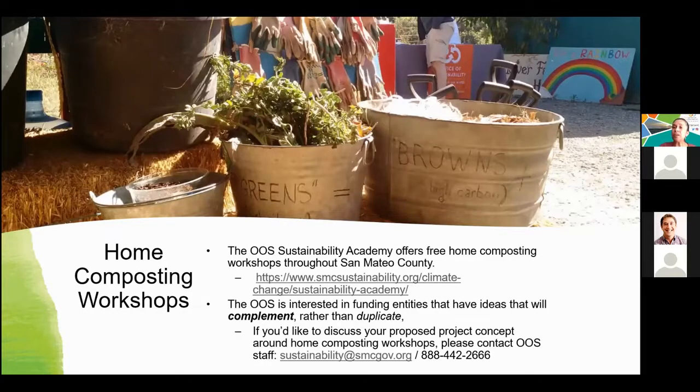So home and backyard composting education workshops are already offered through the Office of Sustainability. However, a 4Rs grant can go to a project that complements this existing program. If you are unsure, contact us, so we can discuss it further. I forgot to preface, I think I missed something here, that we do have existing waste reduction programs, and these slides here are meant to give you an idea of what already exists so that your projects can complement these already existing programs that come from our office.